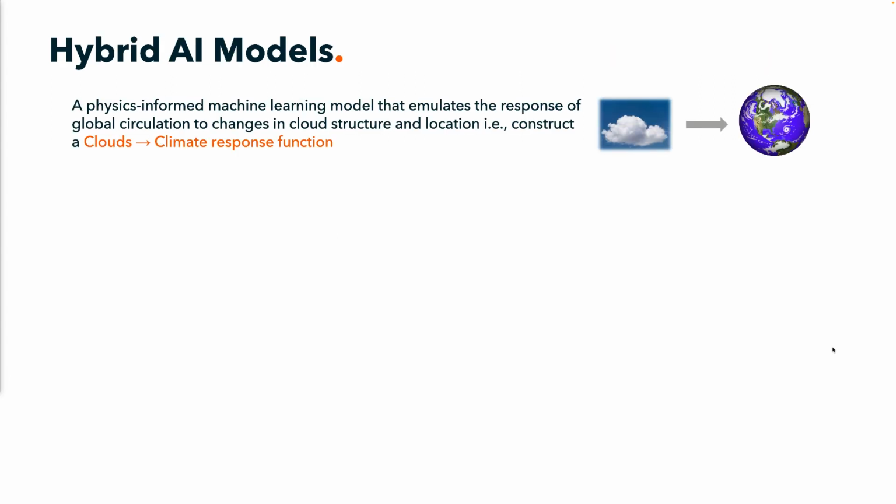Our suite of hybrid AI models are essentially physics-informed machine learning models that emulate the response of global circulation to change in climate patterns. In other words, we want to replicate or create a cloud-to-climate response function.